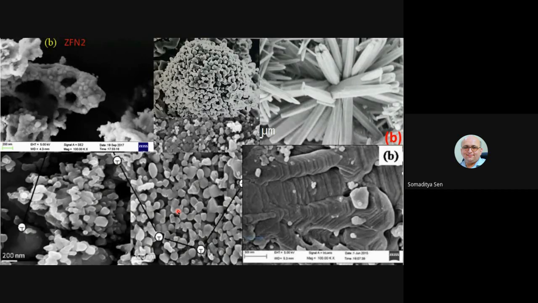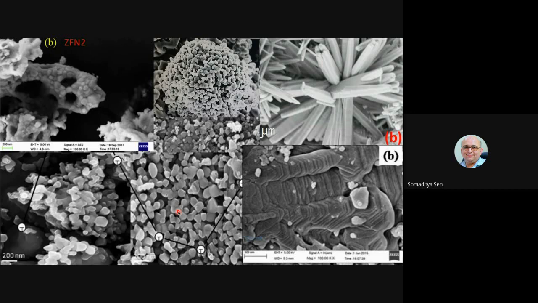analysis. Because generally the particle is composed of several grains embedded in the same particle. So there will be crystallites adhered to each other in such a way that you will not be able to distinguish them by SEM, by scanning electron microscope.